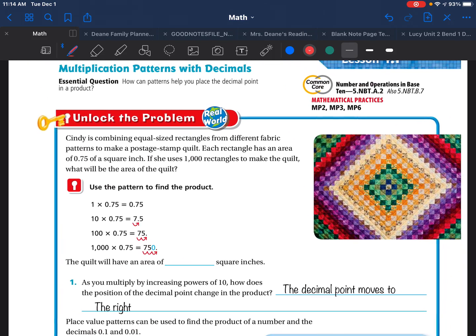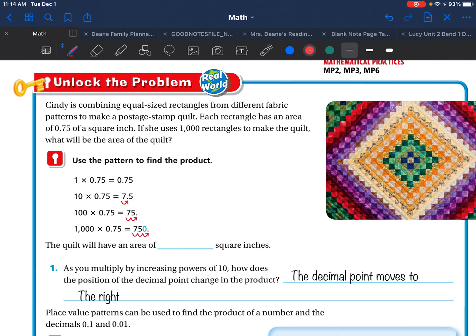So it says multiplication patterns with decimals, and basically what we're going to do is multiply by powers of 10 that are either increasing or decreasing. And it'll be very similar to what we did with whole numbers. With whole numbers, we would add or take away zeros. This time, we're just going to move our decimals to the right or the left. So let's look at the first problem.